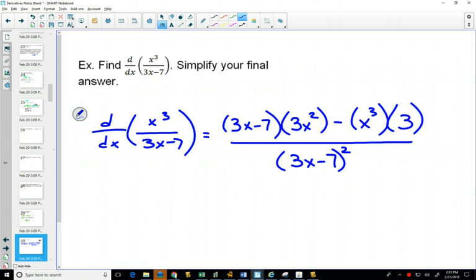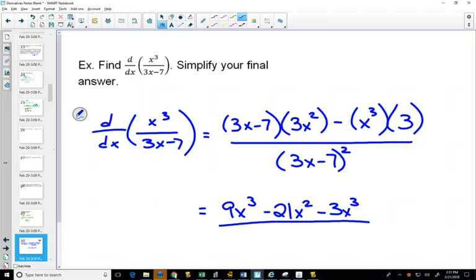Simplify our final answer. So what we're going to look at is what happens when we combine like terms on the top, multiply things out. So I would get 9x cubed minus 21x squared minus 3x cubed over 3x minus 7 squared.